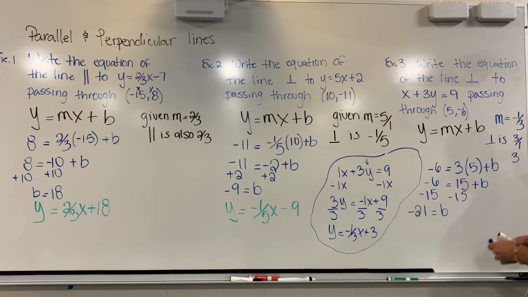All right, so my final answer, sticking with writing in a different color here, we have y equals 3x minus 21. And so there you go, ladies and gentlemen, that is how we do writing the equation of a parallel and perpendicular line.